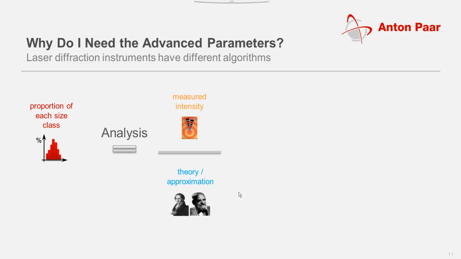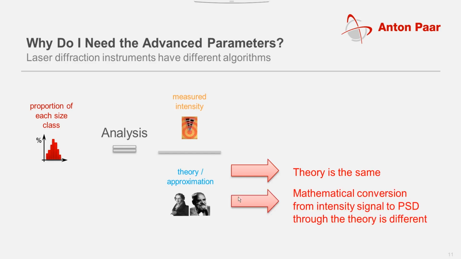You should know from the training that the proportion of each size class is calculated by the software, which compares measured data with theoretical expected values for different sizes. The algorithm finds the best fit between the measured and theoretical values and gives a result, the particle size distribution. This means that the theoretical values are always the ones obtained by using Mie and Fraunhofer. But the algorithm which is used to find the best fit is different.